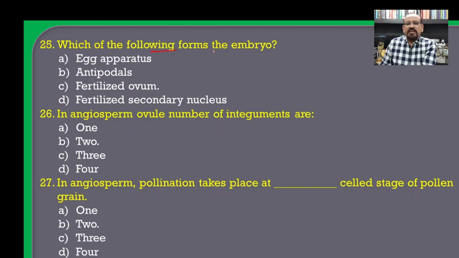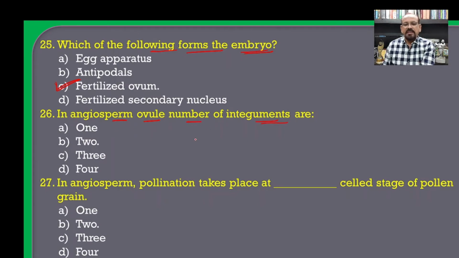Then which of the following forms the embryo? The embryo forms from the fertilized egg or ovum, which means the male gamete fuses with the female gamete, forming the zygote, and hence C will be the correct answer for this question. In an angiosperm ovule, the number of integuments are.